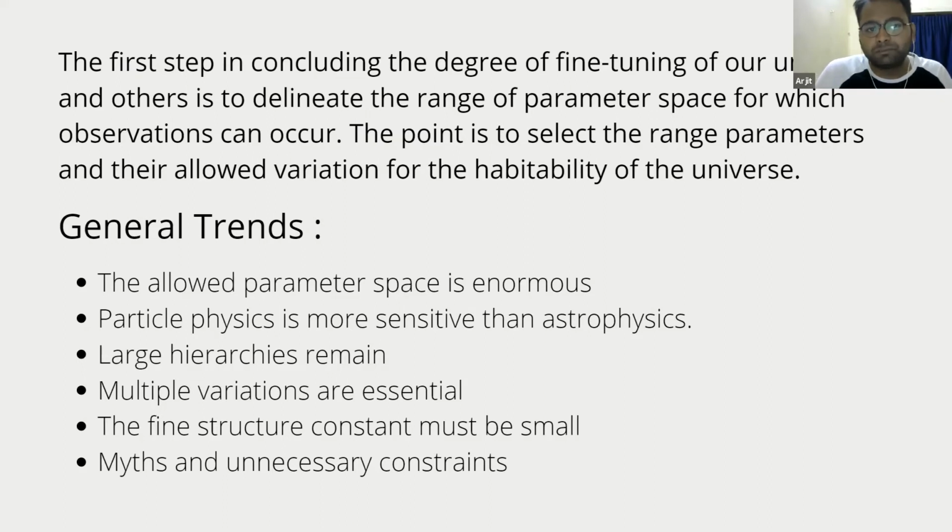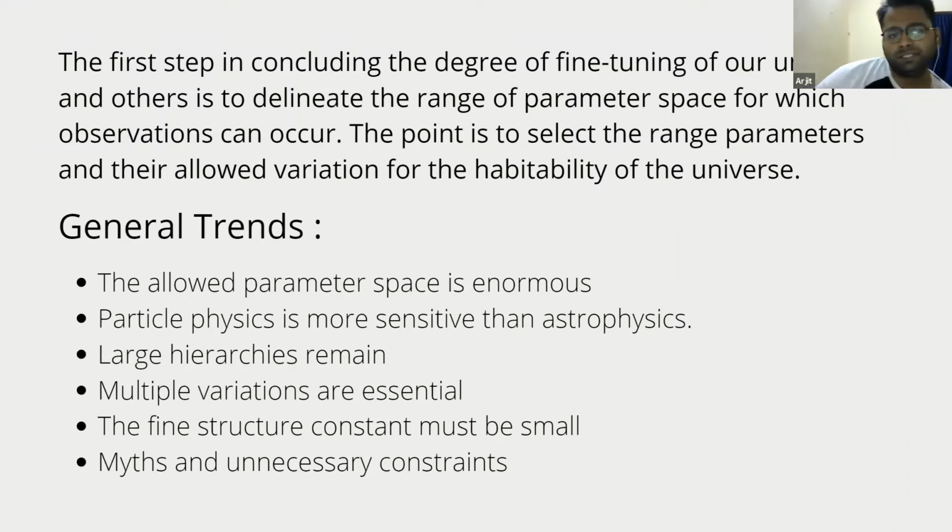The second argument is that particle physics is more sensitive than astrophysics. So the particle physics considerations are more constraining than astrophysical constraints. Like the allowed mass range of the light quark is smaller than the corresponding range of the astrophysical parameters, including fluctuation amplitude and the baryon to photon ratio, the dark matter counterpart, and the energy density of the vacuum.